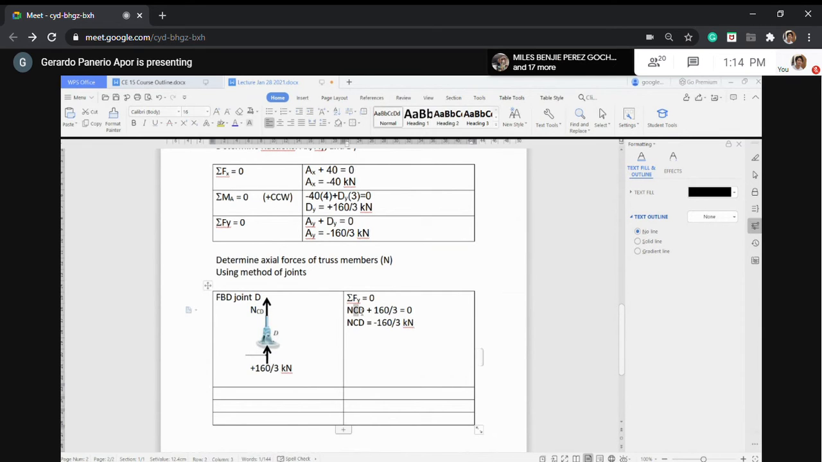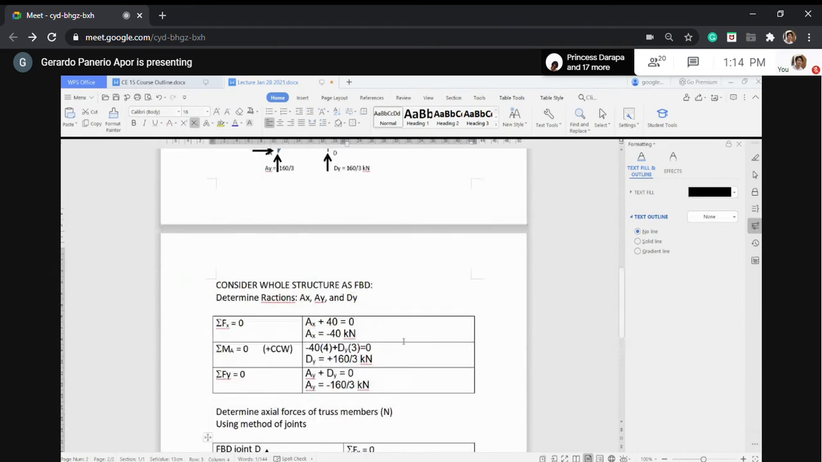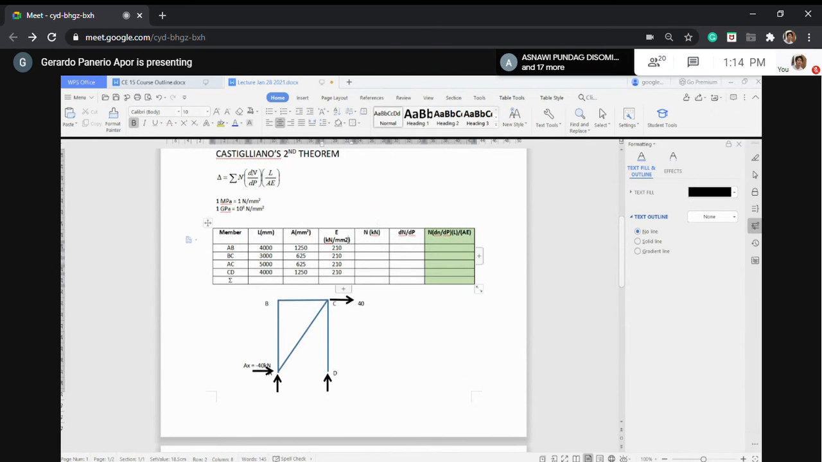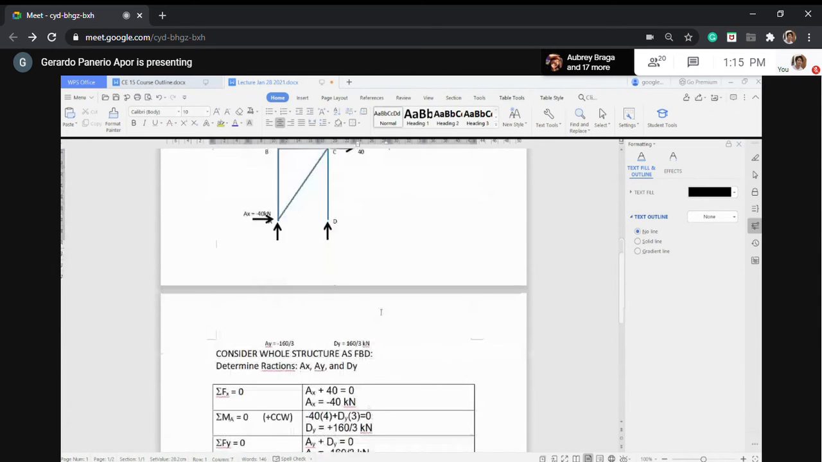We will use kilonewton here. The unit inside the parenthesis is kilonewton per inch squared, because that is also gigapascal. So for CD, we have negative 160 divided by 3.